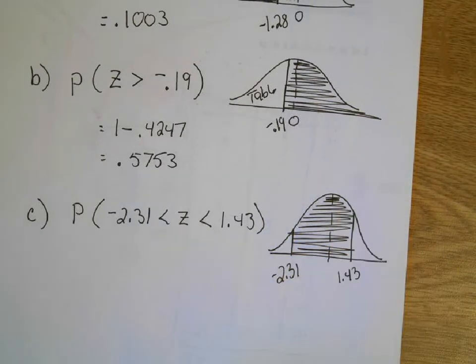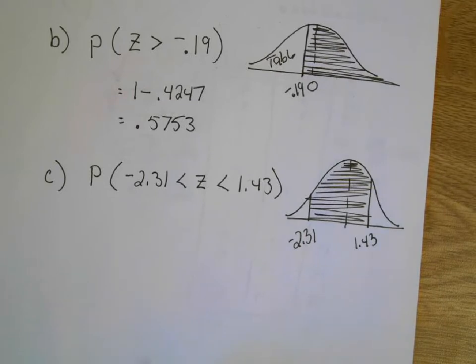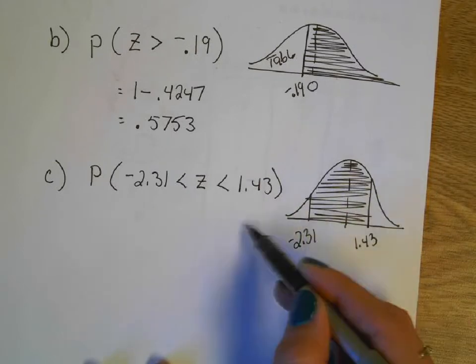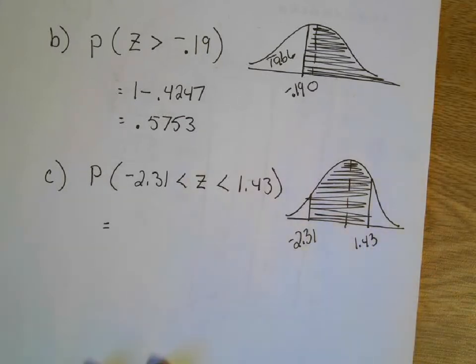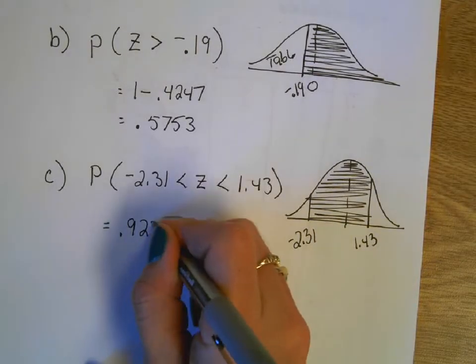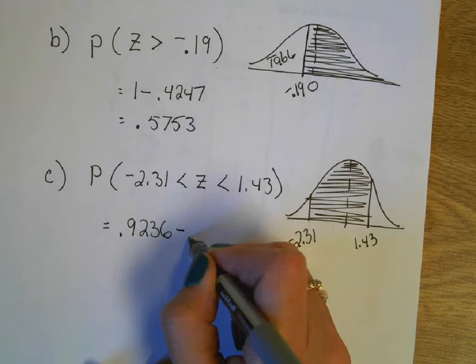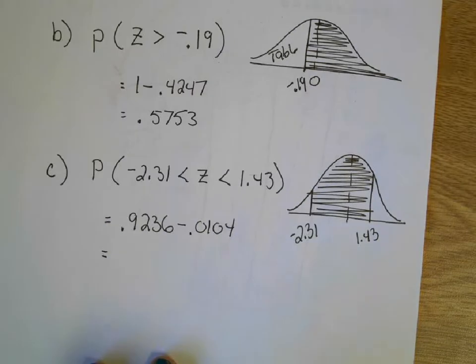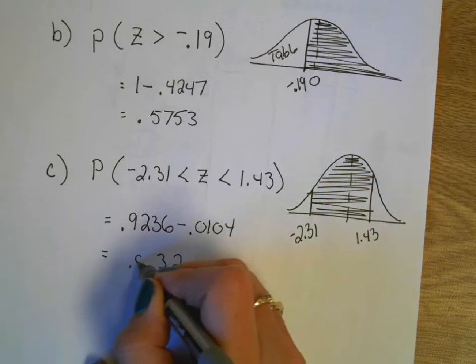Yes, I can't draw. Okay, so which one are you going to look up first? Which one's going to have the bigger area? The 1.43, because that's going to have all the area back there. And then the negative 2.31 is going to have that one. So this one's going to be your bigger one. So the 1.43 area is .9236. And then the negative 2.31 area, 0.0104. And if you subtract, .9132.